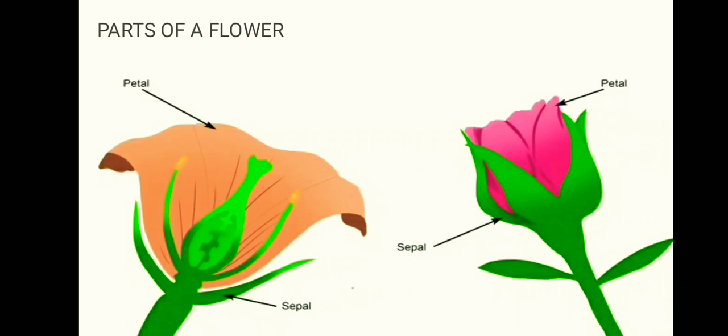Now, what are the functions of flower? Most of the flowers turn into fruits. Some flowers are used as food, like cauliflower and broccoli. Also, flowers make the plant look very attractive. Some flowers contain nectar, and that nectar is used as food for many insects. That is all about flower.